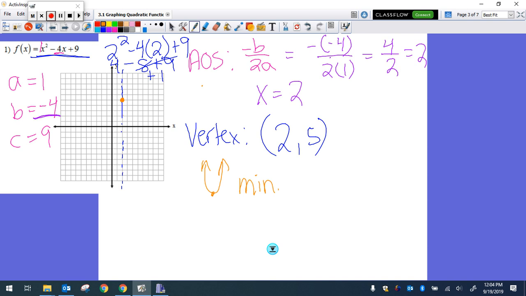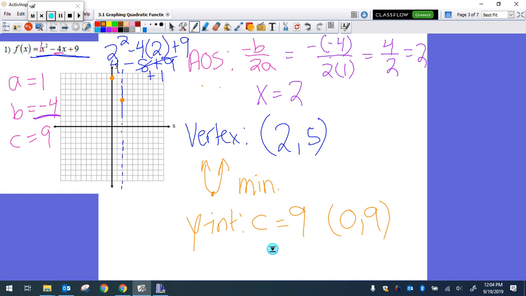And then the last thing you really need to know is the y-intercept. And the y-intercept is whatever C is. So in this problem, C is 9. So my y-intercept is at 9. It's an ordered pair, so it's really at 0, 9. So my y-axis, 1, 2, 3, 4, 5, 6, 7, 8, 9. I have a dot there at 9.